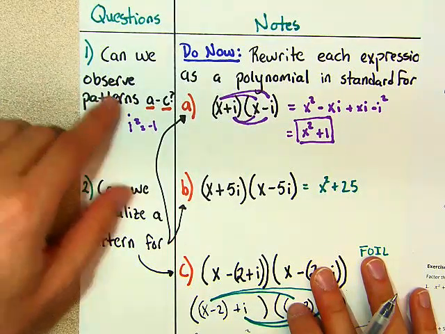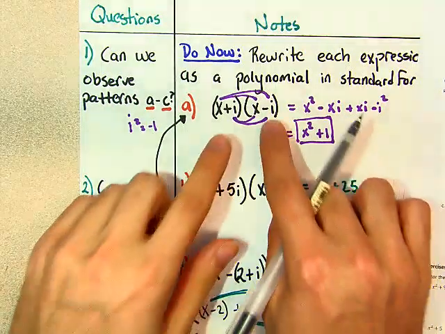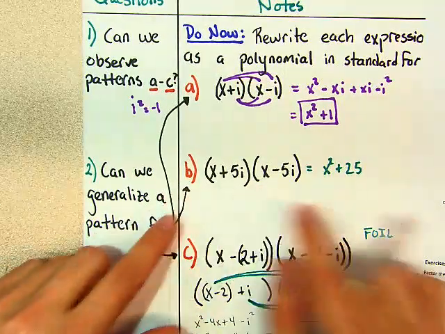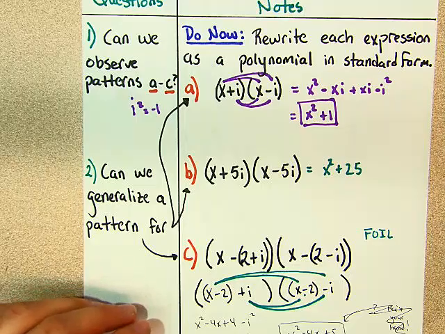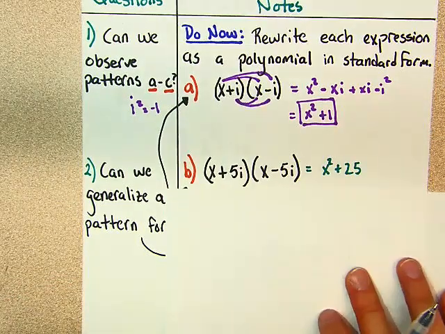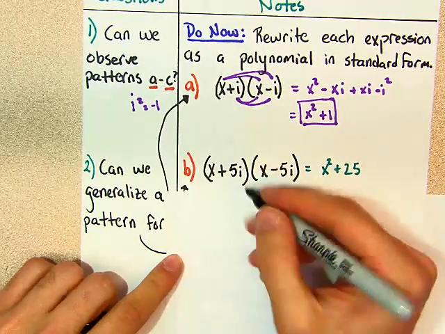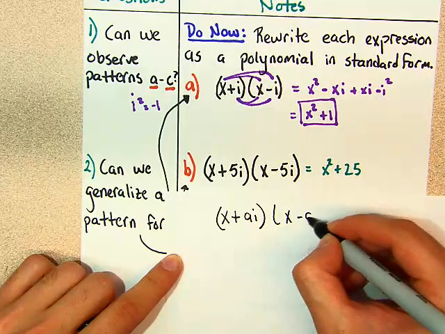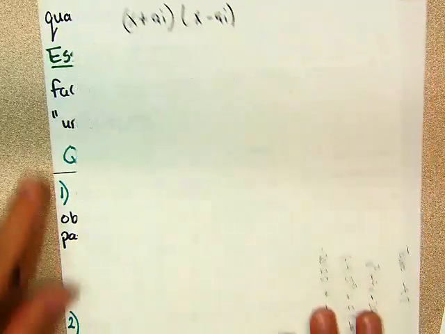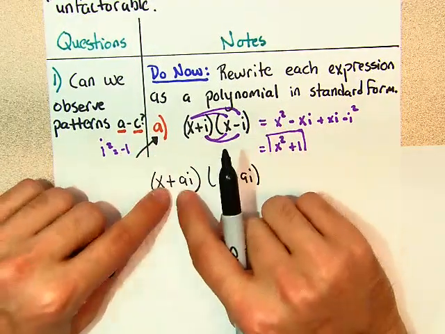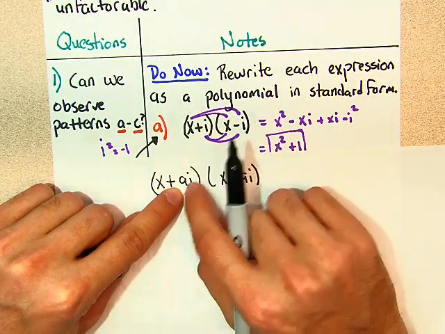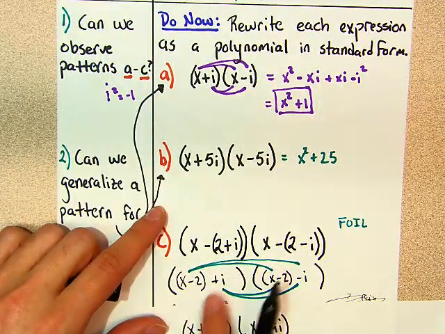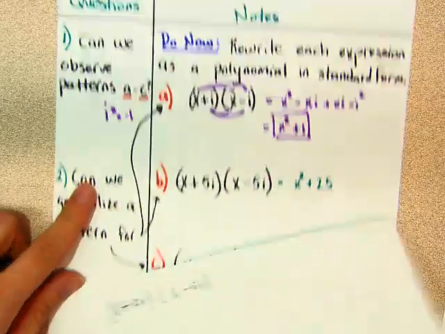Can we observe patterns in A to C? What kind of pattern did you notice? Can we generalize a pattern for something like this? And we absolutely can. If you have some x plus ai times some x minus ai, this will be the pattern here, right? Don't we have some x plus ai, and the coefficient of this a is 1? Don't we have this pattern here? And we also have this pattern here, right? For this one too. And what would it be?